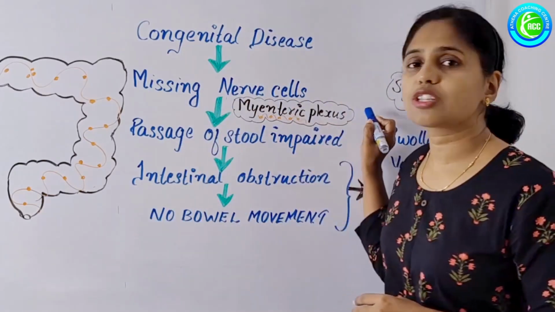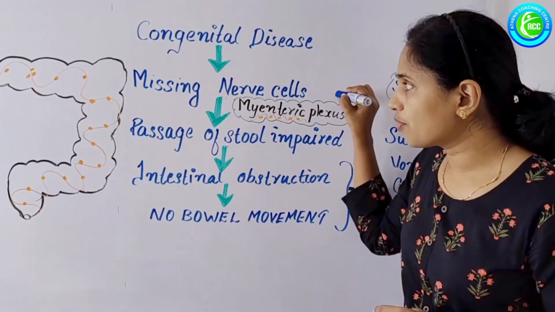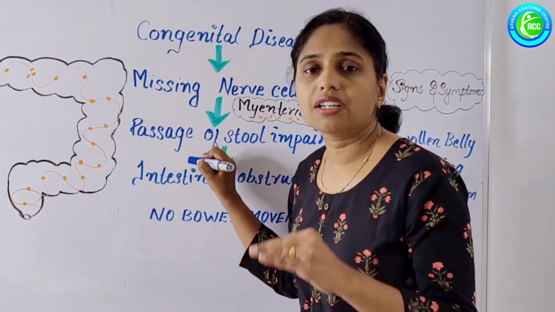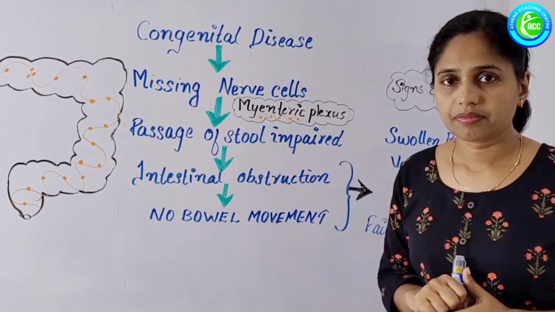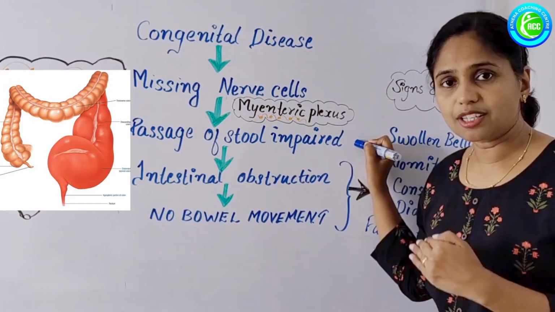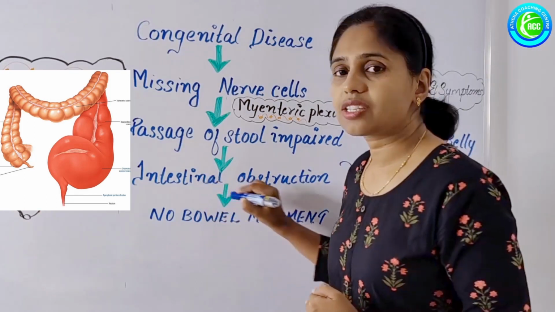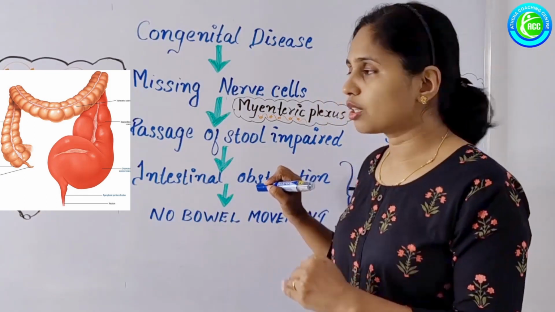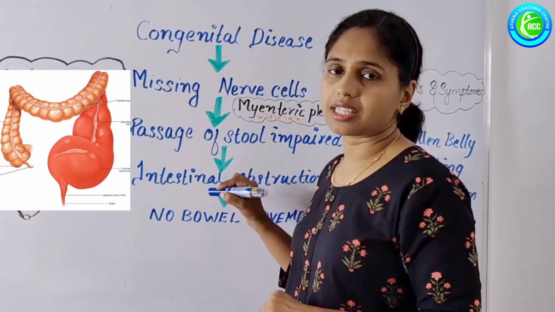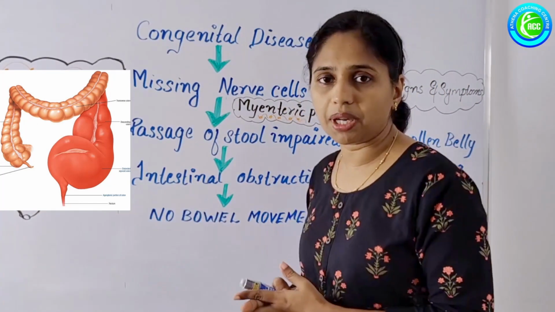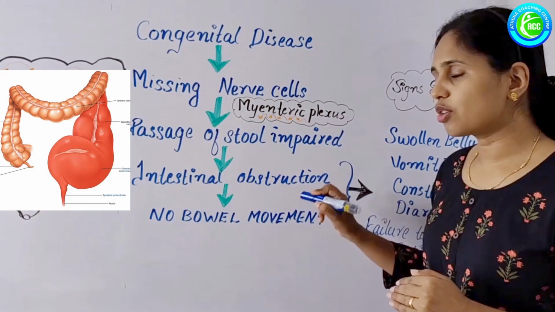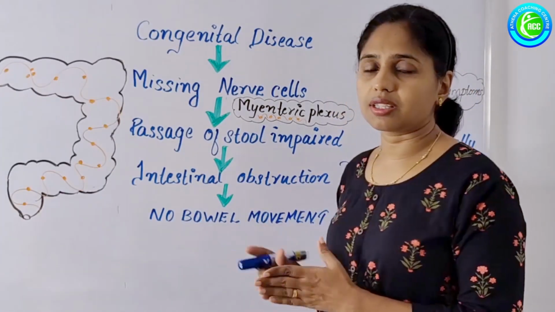So what happens as a result of this? The absence of nerve cells in the colon causes impaired movement of stool. So the passage of stool is impaired. So as a result of this, what happens? Intestinal obstruction, that means whatever fecal content has accumulated inside the intestine, because the movement is impaired, intestinal obstruction will happen. As a result of that, no bowel movement.